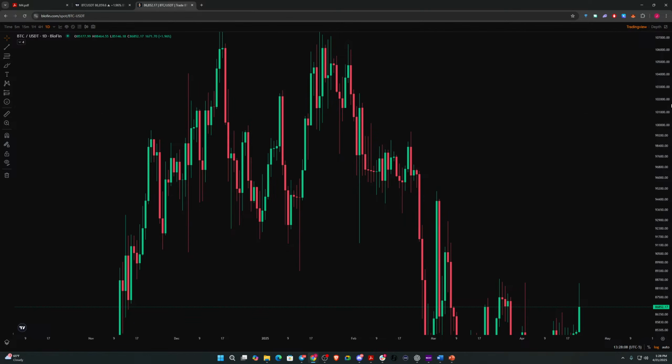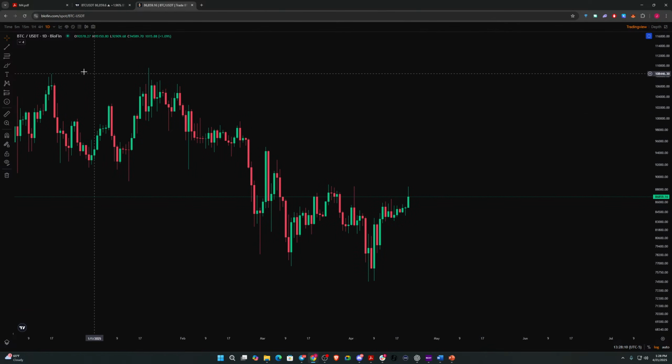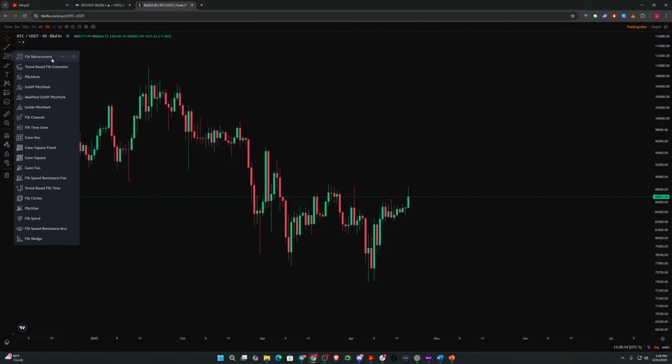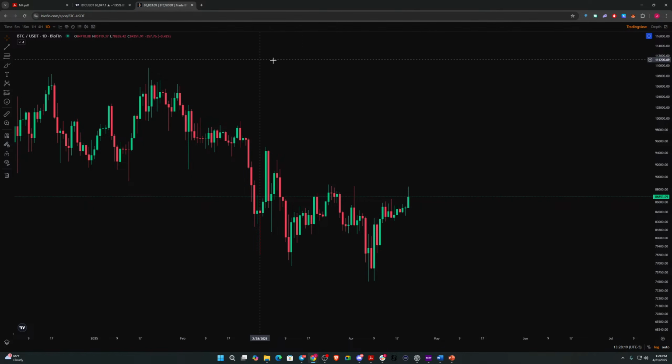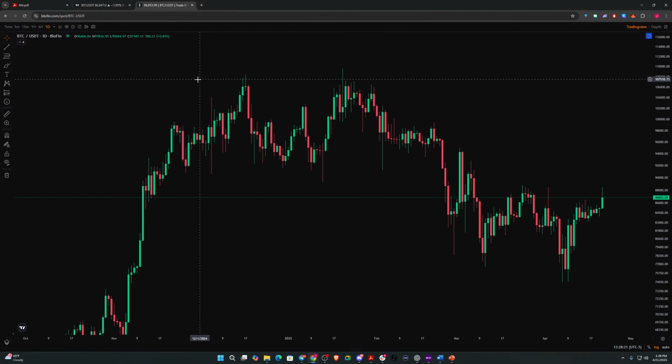So in order to find the Fibonacci retracement on BloFin, all you have to do is go to the left side here, and actually the first indicator is going to be Fibonacci retracement. Now, you may ask, okay, how do I use this indicator? I've never used it before. Where do I draw the retracement? How do I know where to draw it? We're going to talk about that.